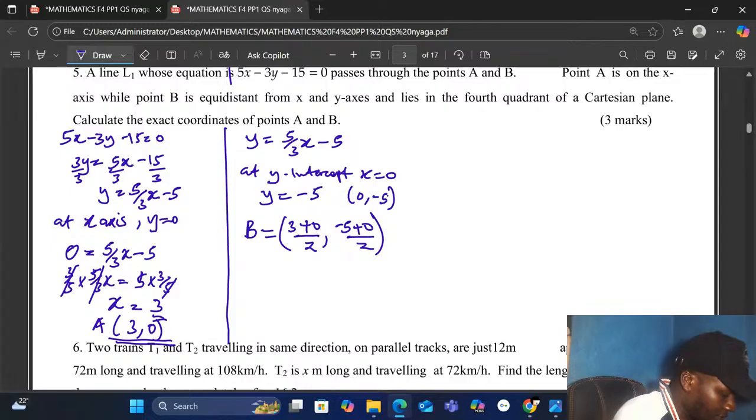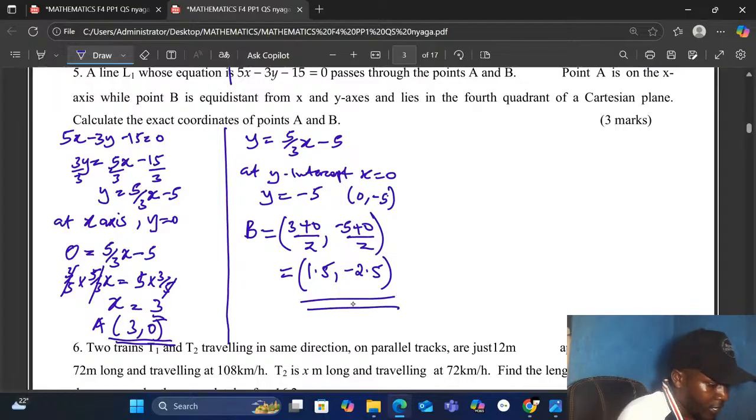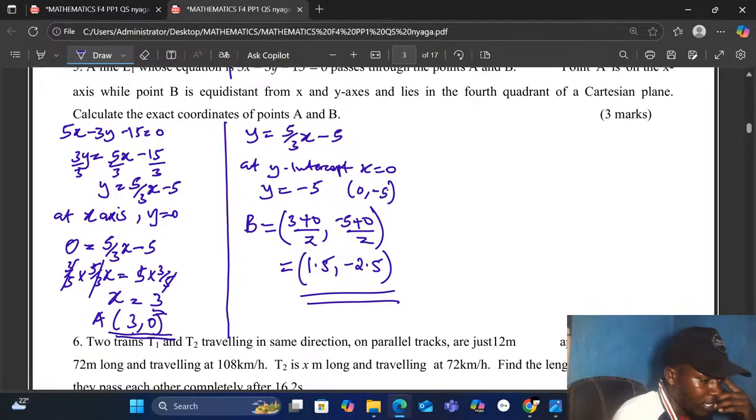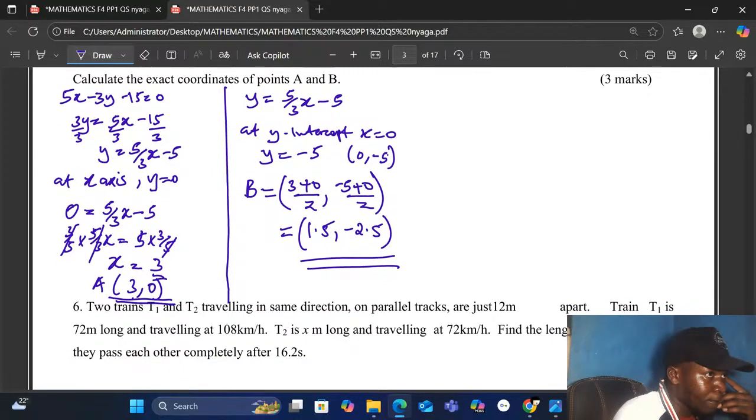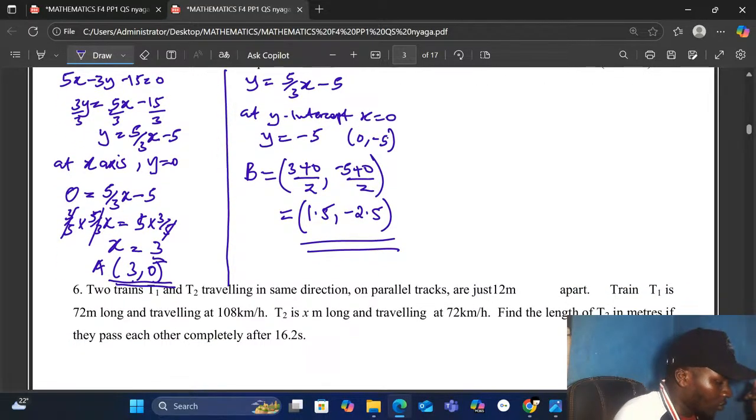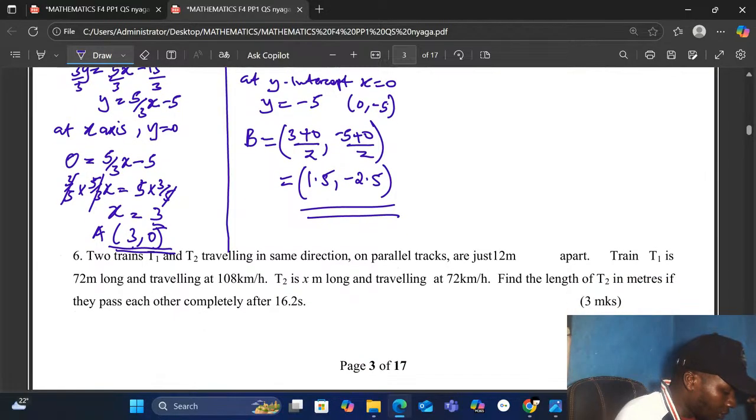So those are the values of B, which is equidistant. That means in the middle of the two. So we shall have the values of B as 1.5 and then negative 2.5. So those are the values of B. And the values of A, we have 3, 0. That is how we handle that question. Then we move to the next one.